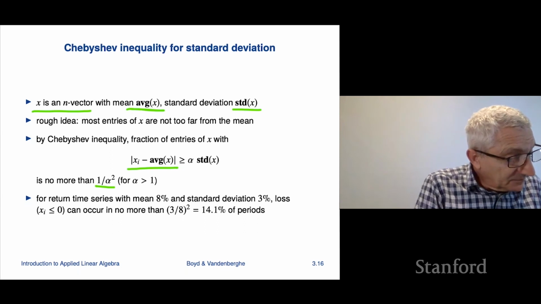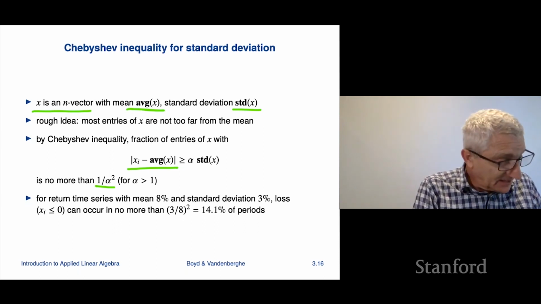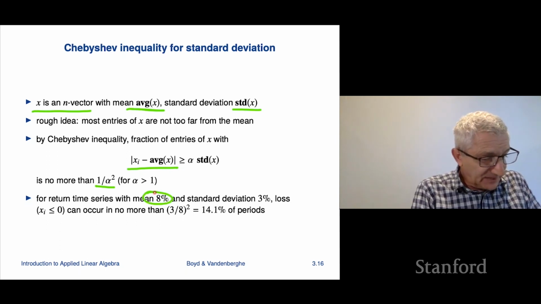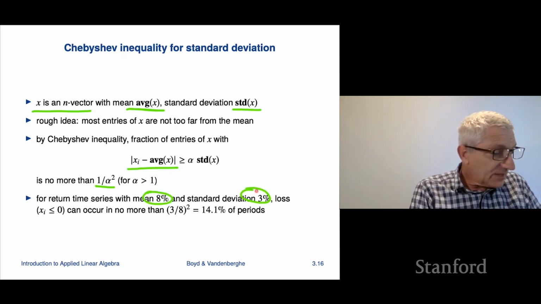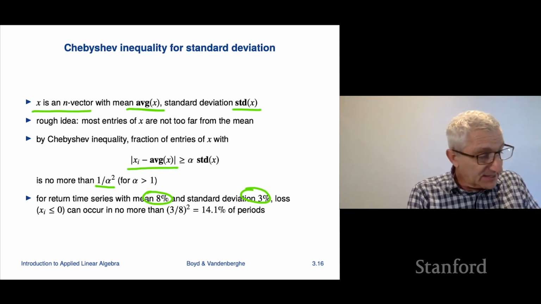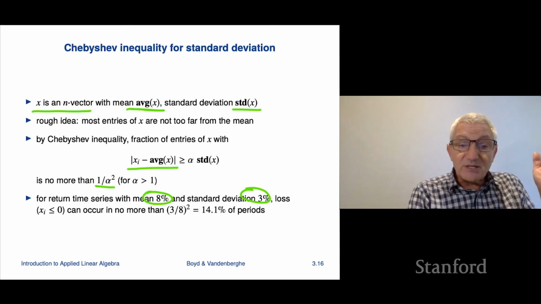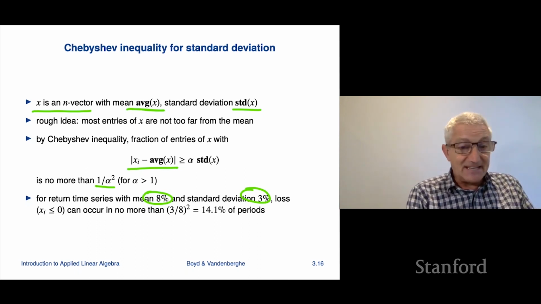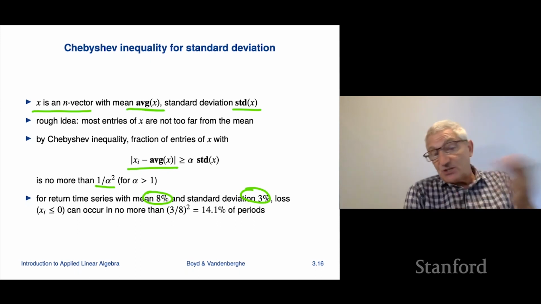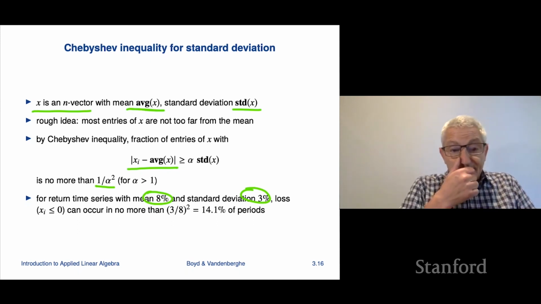Now, here's a very specific example. For any return time series with a mean of 8% and a standard deviation of 3%, a loss, which corresponds to x_i being less than or equal to 0, can occur no more than (3/8) squared, which is about 14% of the periods. That's it. So that tells you that. By the way, it's just the Chebychev inequality, but you get the idea.